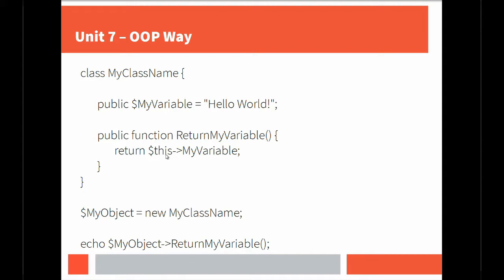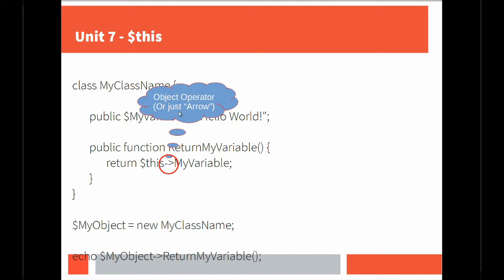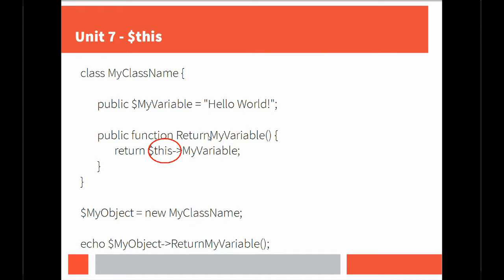Now, the term $this, followed by a hyphen and a greater than symbol, actually represents an arrow. It's also called the object operator, or just arrow. It refers to everything inside of our class and concurrently everything inside of our object.